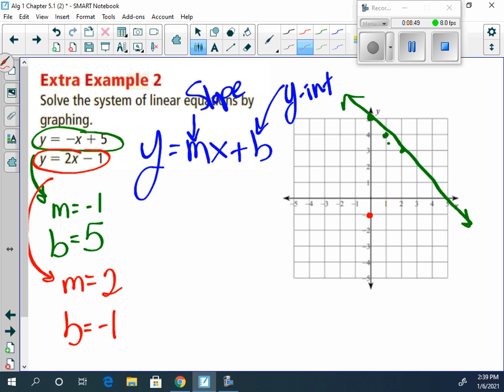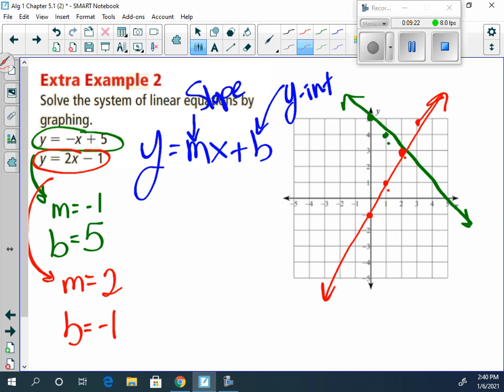And since it's positive, we're going to go up 2 and over 1 to the right. And we can do it again. We can go up 2 and over 1 to the right. And we can keep going like this and get the equation of the line. Now, luckily with the Big Ideas Math program, as long as you get 2 points, it'll create the rest of the line for you. It'll draw the whole thing if you're needing to graph it.